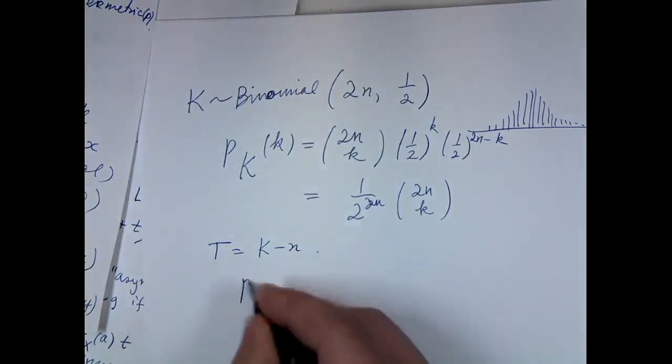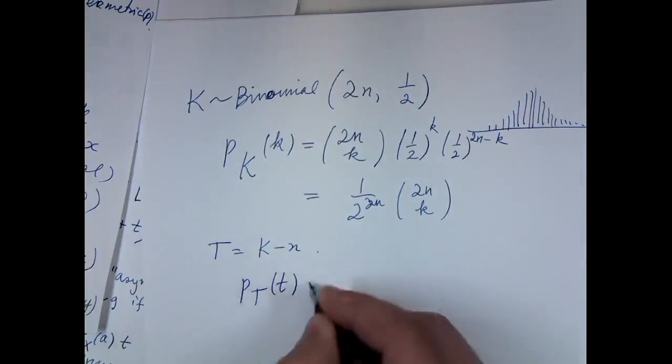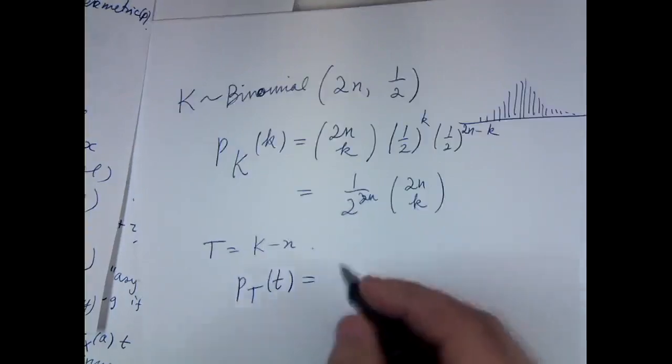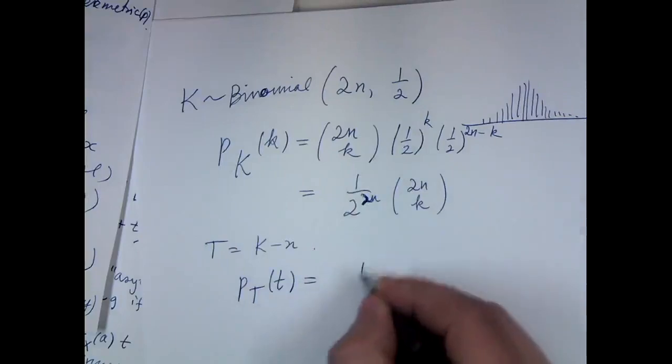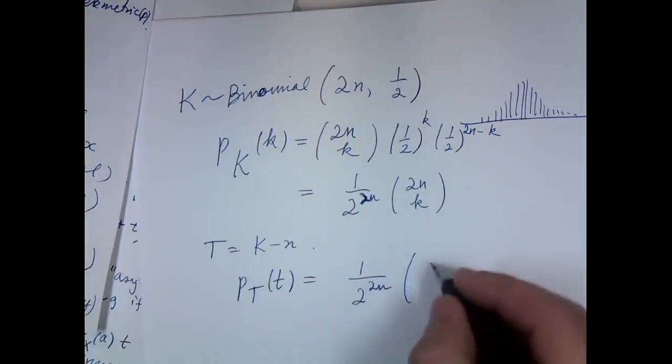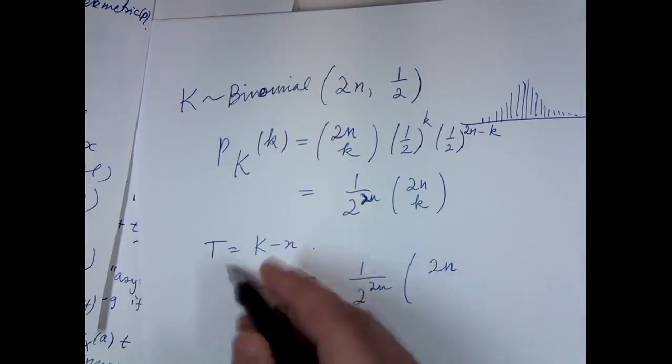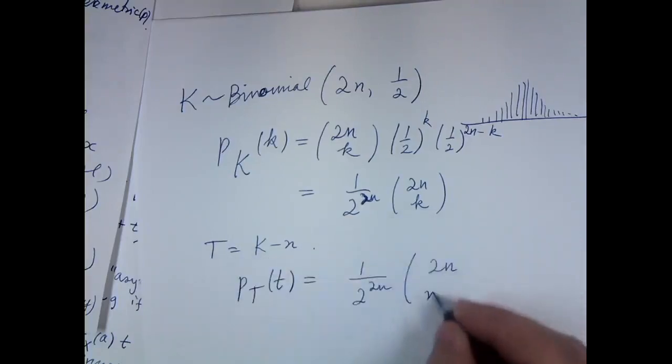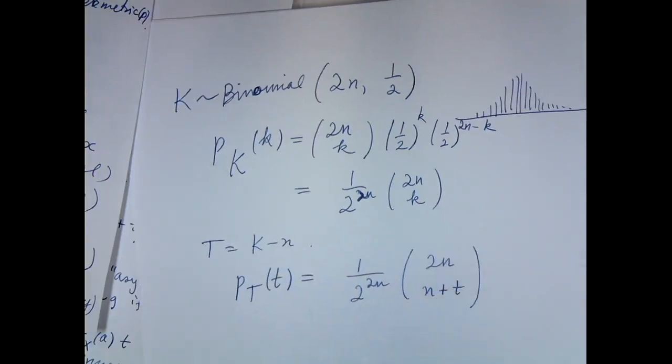Okay. So the probability that capital T is equal to little t is equal to 1 over 2 to the power 2n, 2n choose, so I have to get k, which is of course n plus t. That might not look like an improvement, but it is. So we're going to do the asymptotics of this as n tends to infinity, and we're going to have to figure out what the appropriate range of t's is.